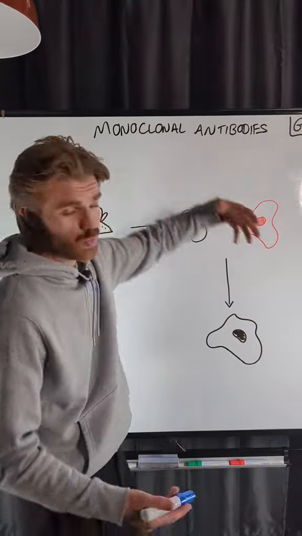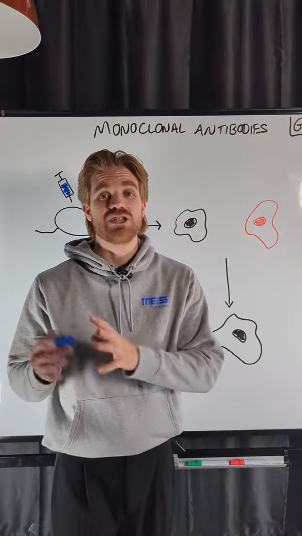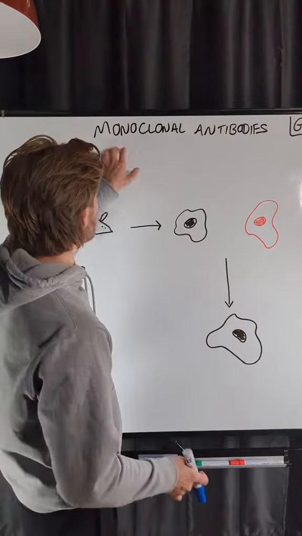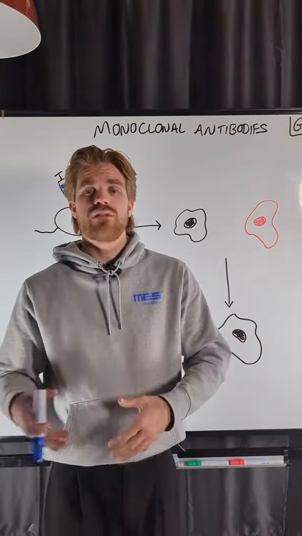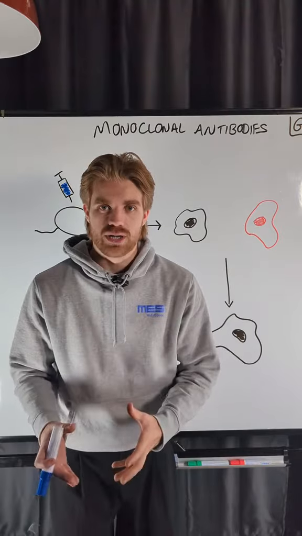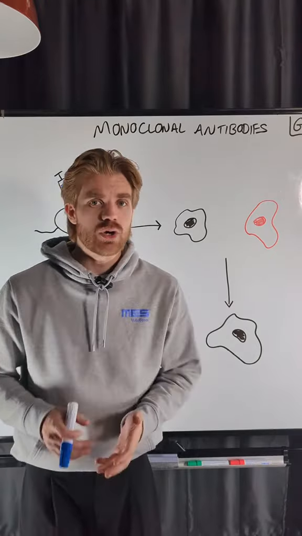Well, antibodies, we know, are proteins that are specific and complementary to antigens. So they are going to bind to those antigens. And monoclonal basically just means they're the same. Monoclonal antibodies is just a way for us to produce many identical antibodies so that they all bind to the same antigen. So how do we do it?